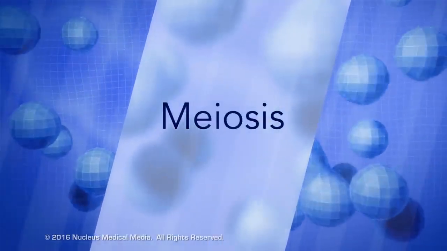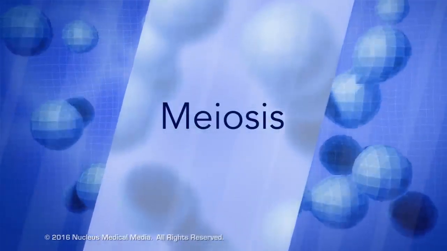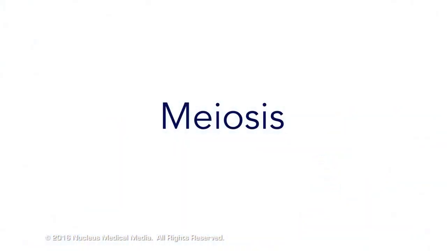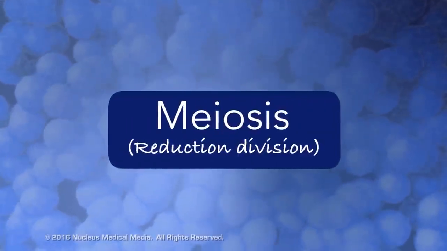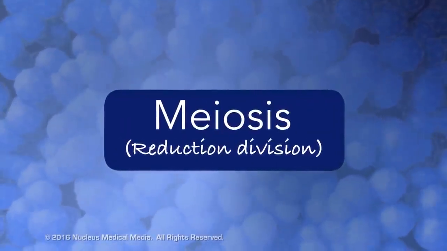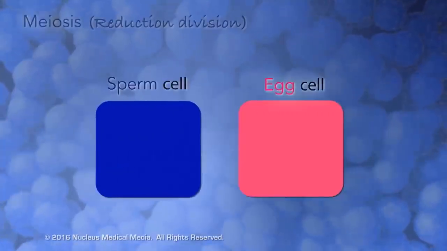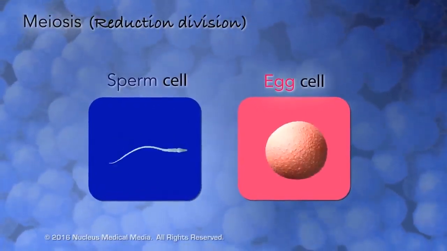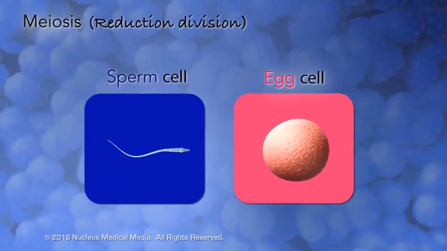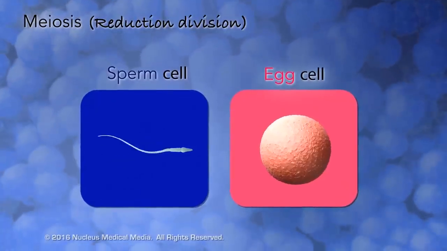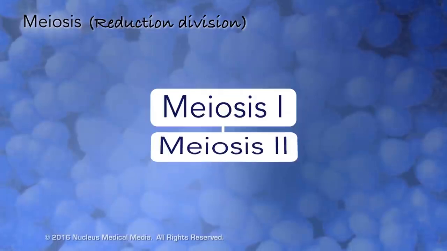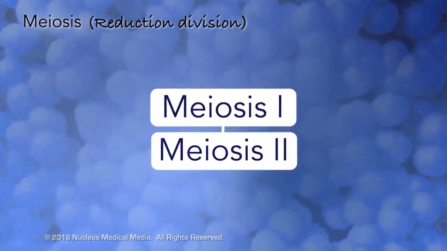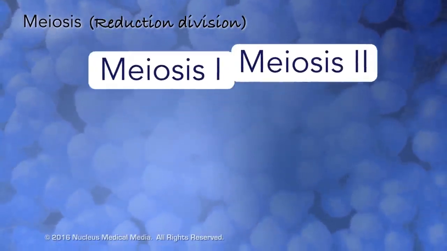In this lesson, we'll explore the details of what happens during the phases of meiosis. Meiosis, sometimes called reduction division, is the type of cell division that produces gametes. By gametes, we mean sex cells, such as sperm cells in males and egg cells in females. Meiosis is broken down into two stages of cell division, called meiosis I and meiosis II.